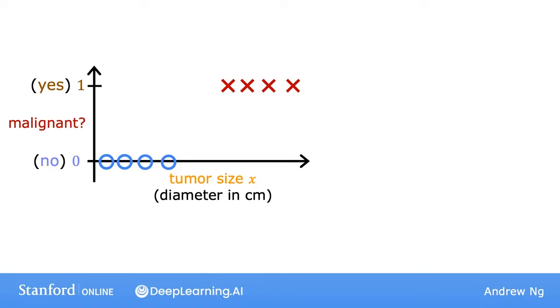Now, one thing you could try on this training set is to apply the algorithm you already know, linear regression, and try to fit a straight line to the data.